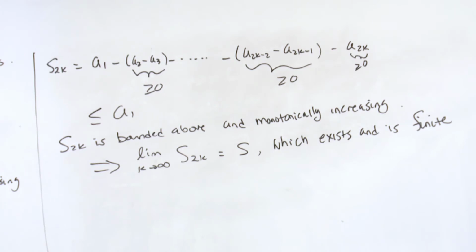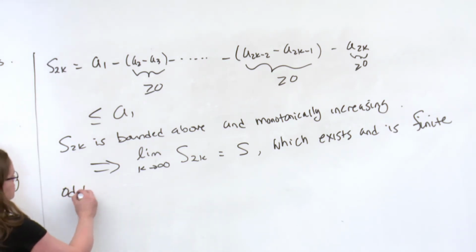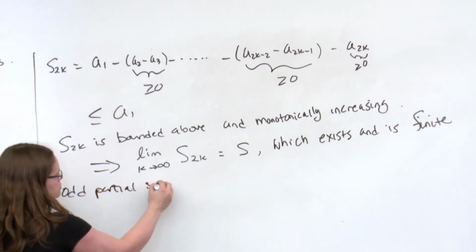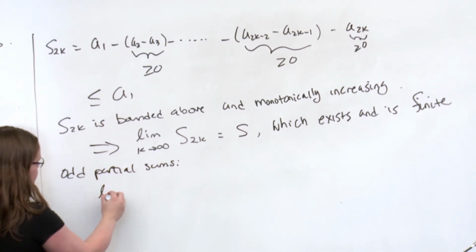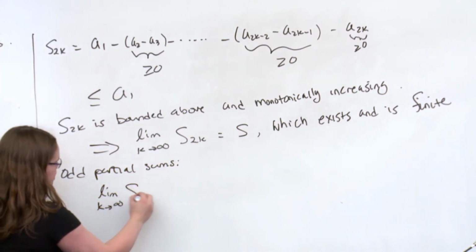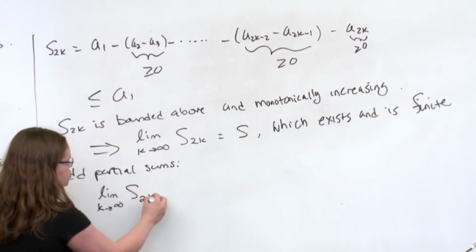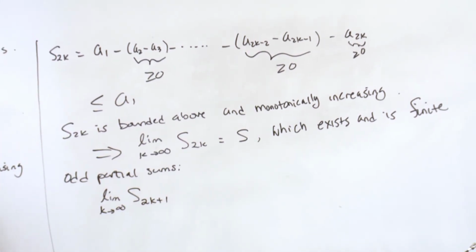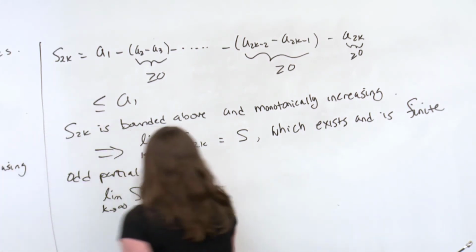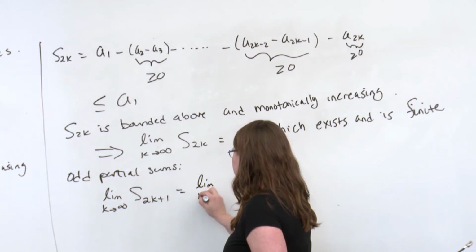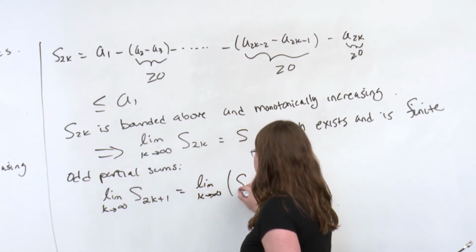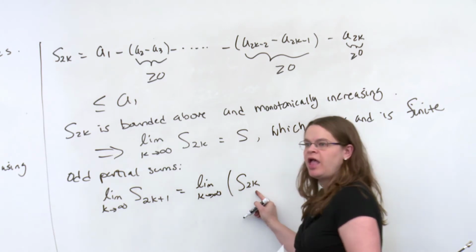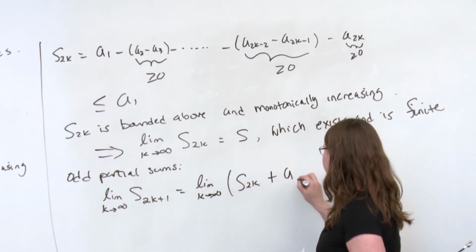So the even partial sums behave themselves. Now we have to worry about the odd partial sums. We need all the partial sums to be converging to the same limit. So for the odd sums, let's see what we can get. So now we need to also look at the limit as k goes to infinity of S2k plus 1, the odd ones. And let's see what we can do with that. Well, that's equal to, we add up the first 2k terms, and then we have to add on the one term that got left out.